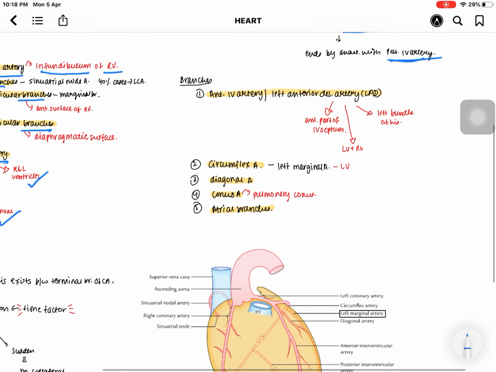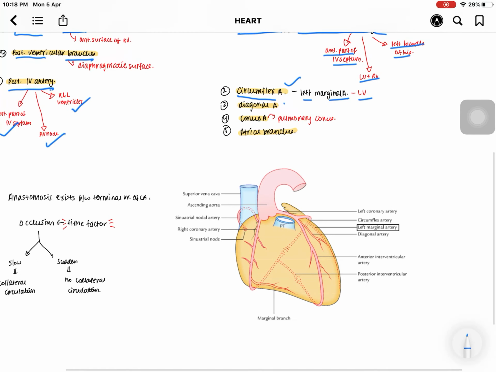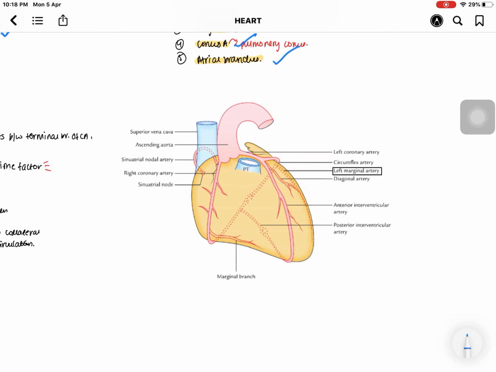Branches of the left coronary artery: the anterior interventricular artery, or left anterior descending artery, that is LAD, which supplies the anterior part of the interventricular septum, right ventricle and left bundle of His, and also gives rise to the circumflex artery. This is the left marginal artery which supplies the left ventricle, and also gives rise to the diagonal artery, conus artery, and atrial branches. Now we'll see in the diagram.